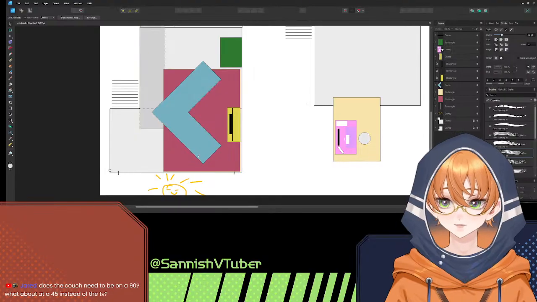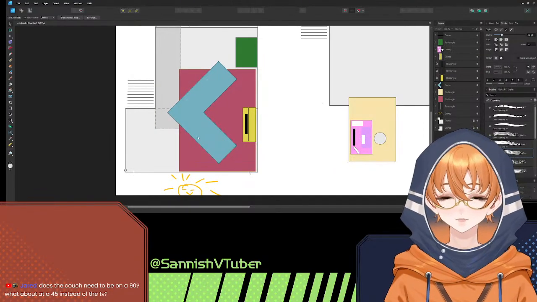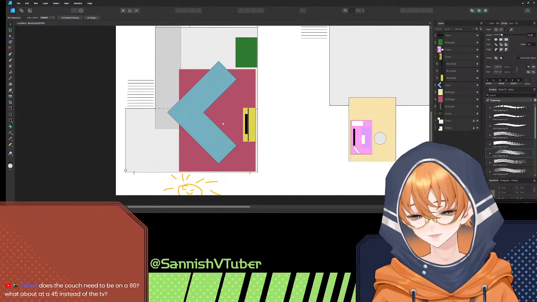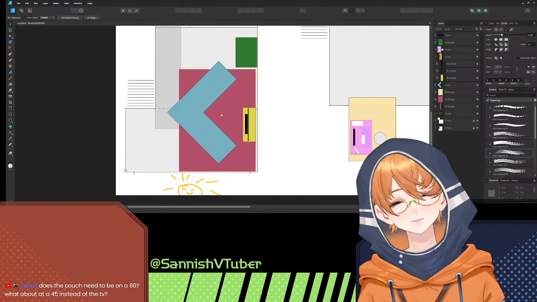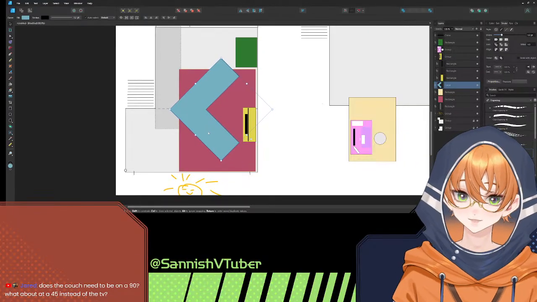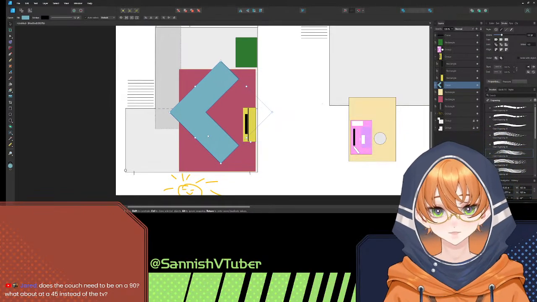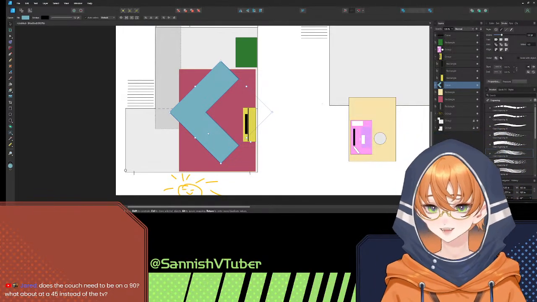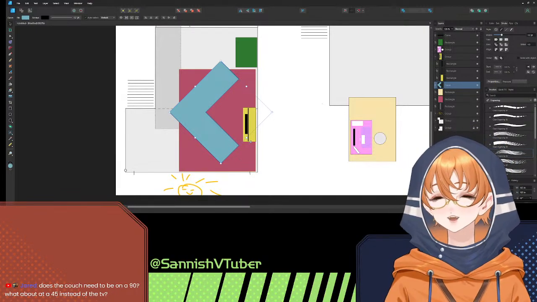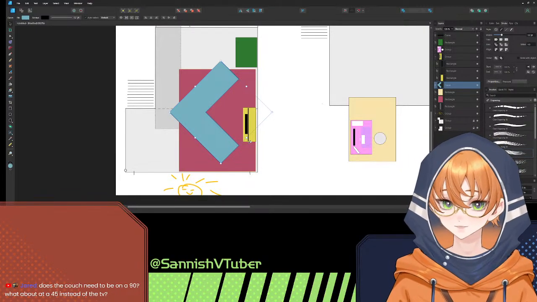I think if this was two separate couches, like a couch and a love seat sort of situation, this would be so much easier. And someone has suggested, Sanish, you could get rid of your couch and get a new one. And to that I say, absolutely not. Buying couches is such a terrible, painful experience.